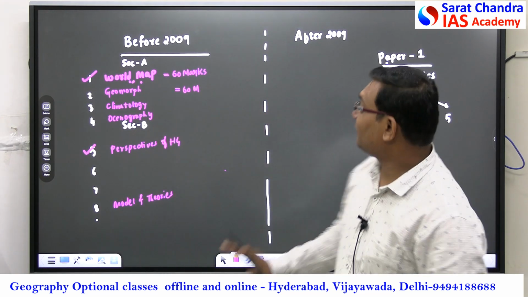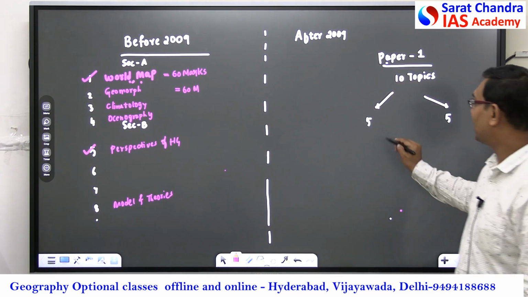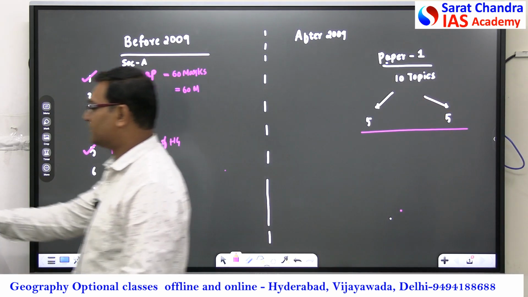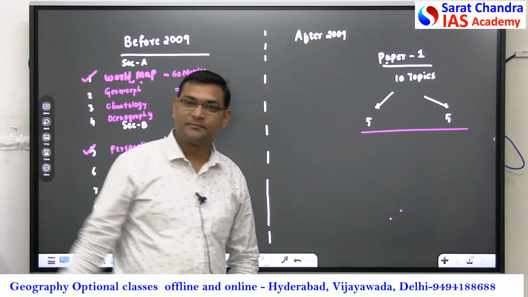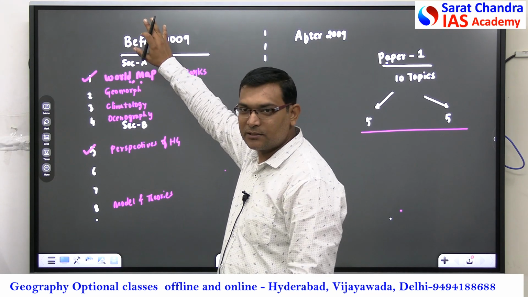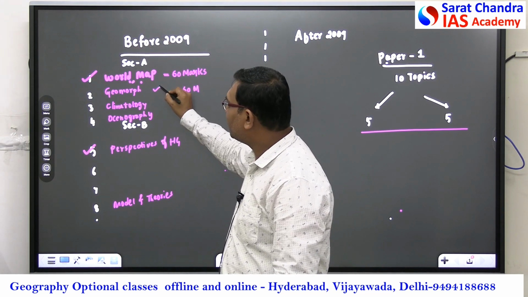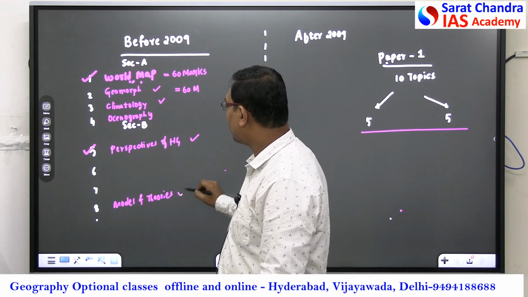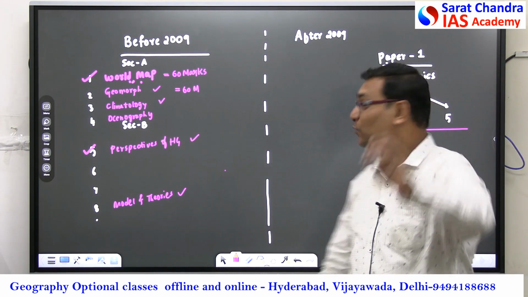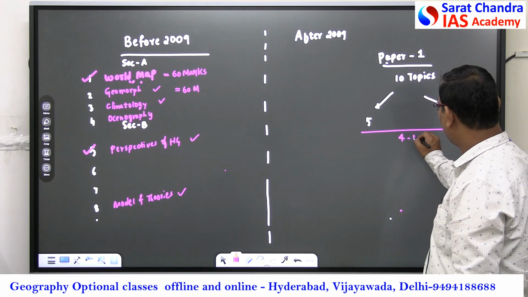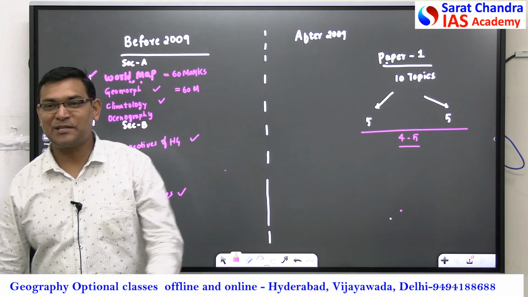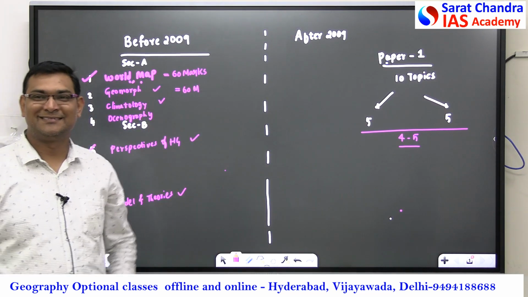Now tell me, out of 10, how many topics should I read? Out of 10? How many? 5? See, world map compulsory. Okay? We used to read geomorphology, climatology, perspectives, 1, 2, 3, 4, over. 4 to 5 topics out of 10, if you read, your selection is sure shot. The same situation was repeated in paper 2 also.